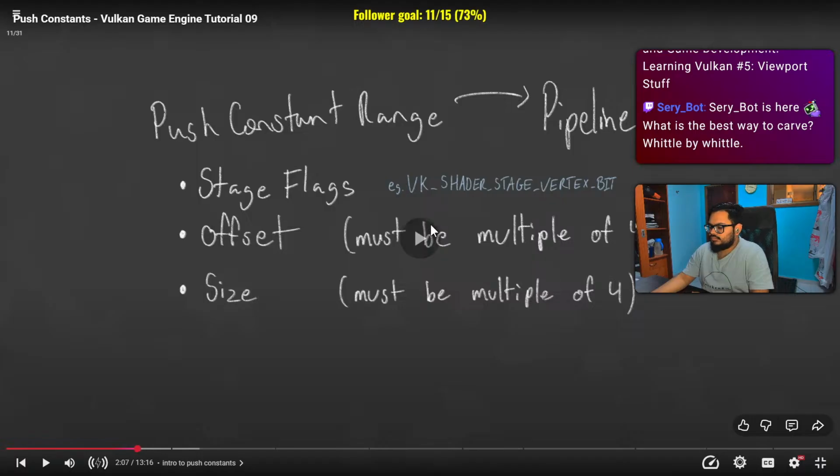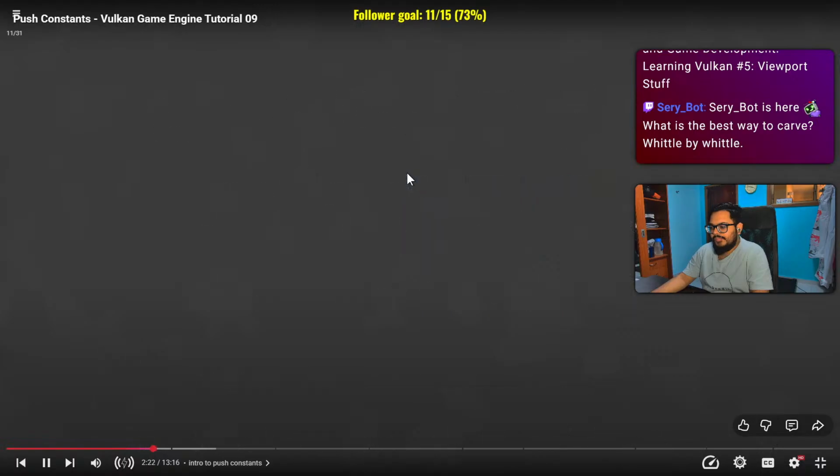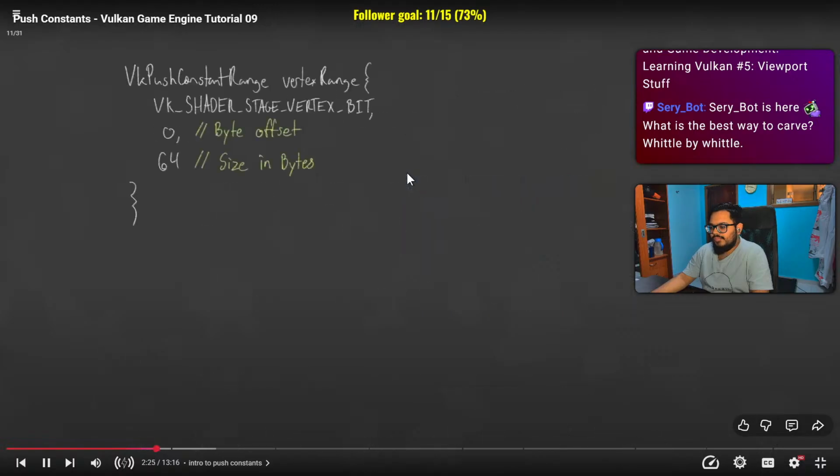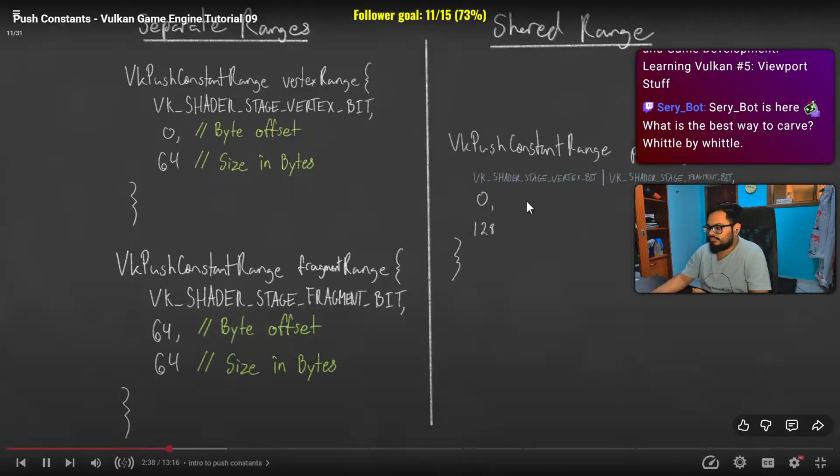Note that the small capacity for push constants isn't per shader, so you can't get additional capacity by creating a different push constant range for each shader stage. The Vulkan spec only guarantees 128 bytes of space shared between all shader stages. So you could do something like create a range with the first 64 bytes for the vertex shader and a second range with the latter 64 bytes for the fragment shader. But unless you have a reason to specifically do so, I find it much more straightforward to use one shared push constant range for all shader stages.